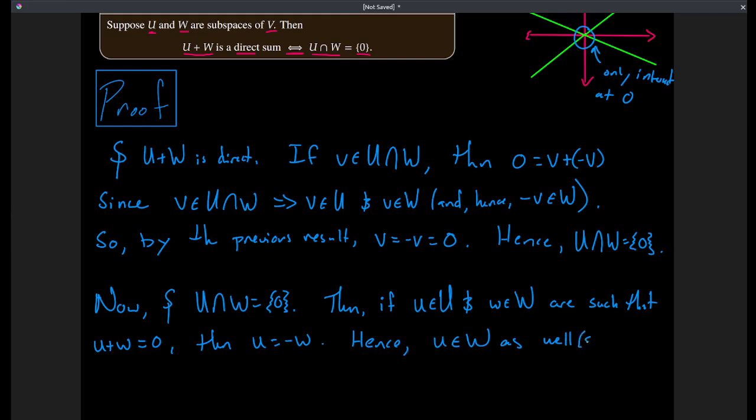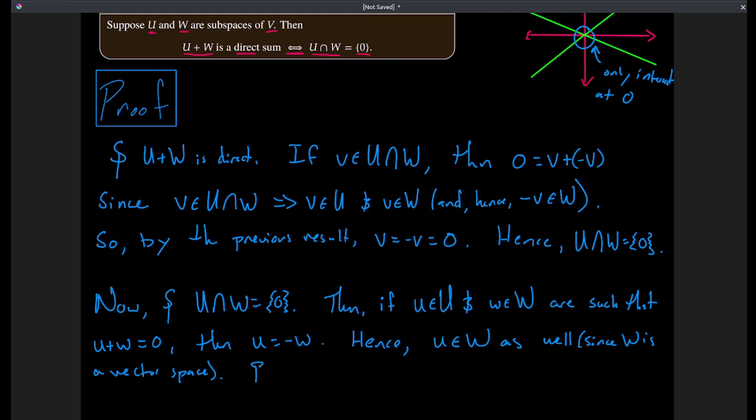And this is just since W is a vector space. That is, vector spaces have additive inverses for every element, and so W has an additive inverse. It is the element that if you add it to w, you get back the additive identity, so that is u. Hence, u is equal to the additive inverse of w, and since W is a vector space, it contains its additive inverses, and u is an element of W.